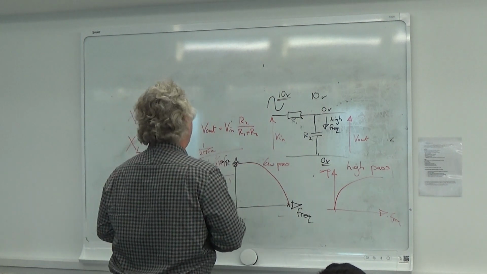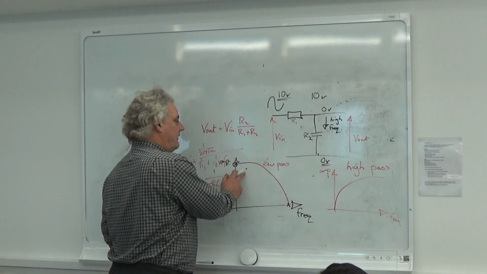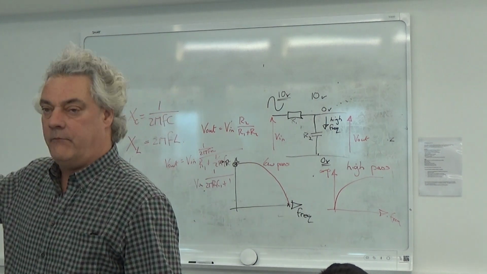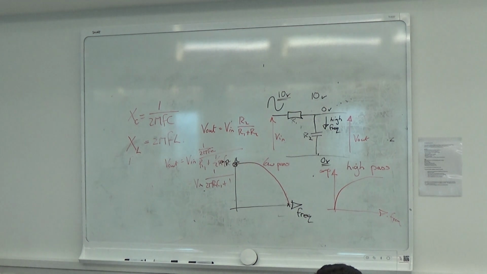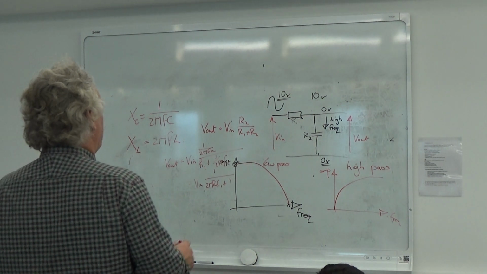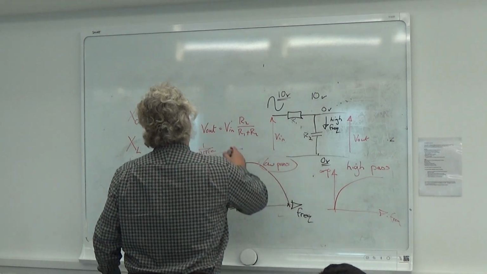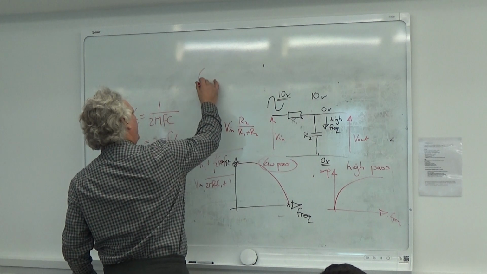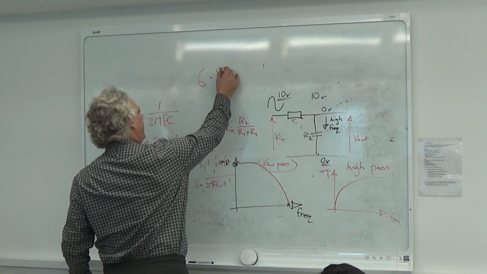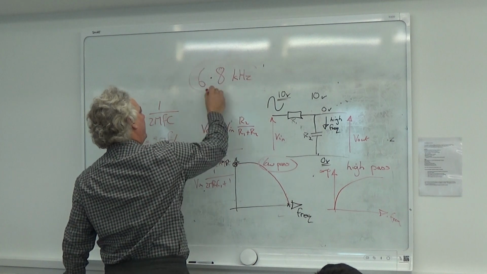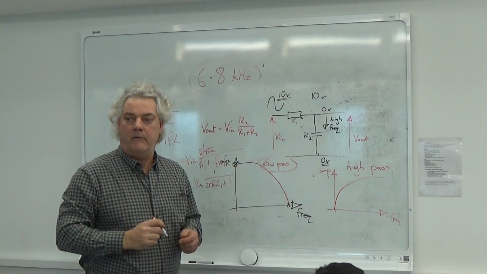What I want you to do is I want you to design me, and I don't want you to plot it by hand this time, I want you to do it in the automated way like we did on the board. I want you to design me a low pass filter, one of these, and I want that low pass filter to have a cut-off frequency of 6.8 kilohertz. Okay, so that's your challenge for the next 10-15 minutes.